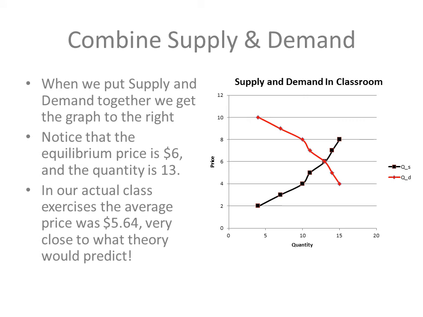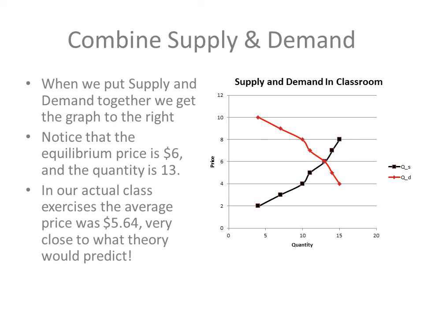Next, I can combine those supply and demand graphs that I already put together, and I get the graph to the right. Notice that the equilibrium price, which is where the 2 lines cross, is at $6 and a quantity of 13. In our actual class exercises, the average price was $5.64, so that's extremely close to what theory would predict.